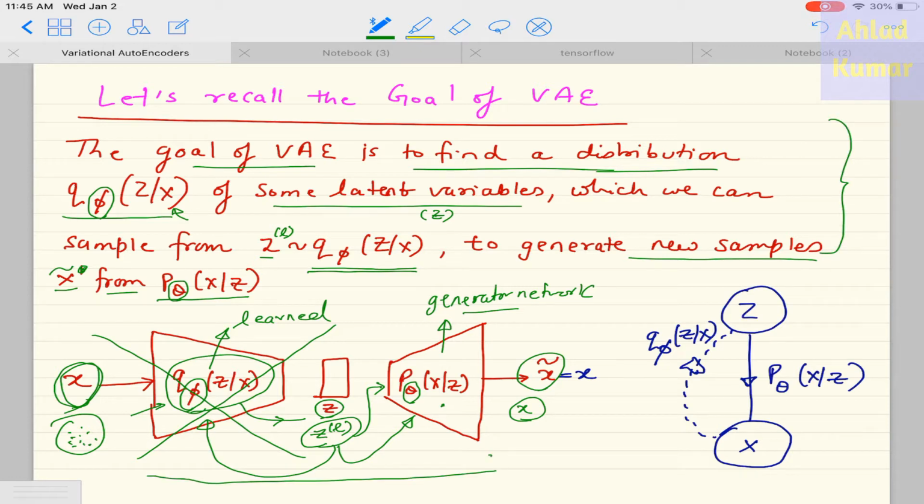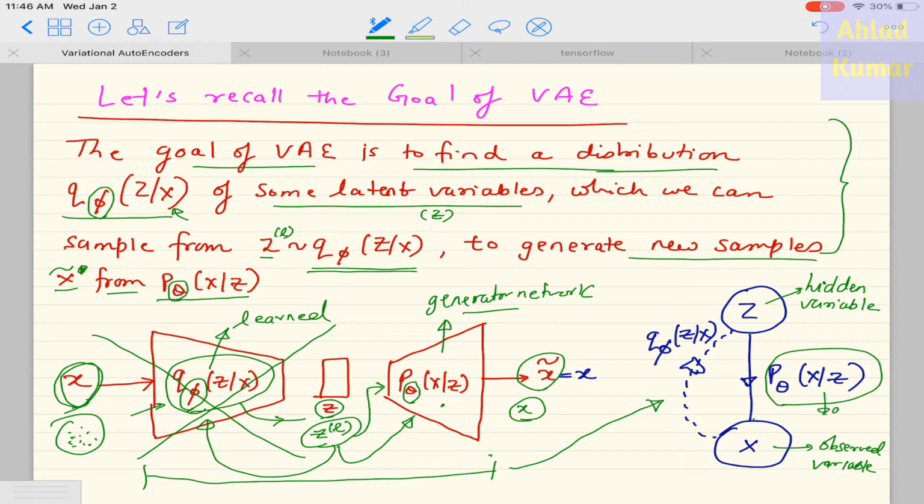In terms of a graphical model, we can represent the same block in this representation. Here z is the hidden variable and x is the observed variable. If the edge is moving from z to x, it is represented by p_theta(x|z). So this is a generator network which represents this block. And if it is the other way around, that is if x is given and z has to be produced, then it is done through q_phi(z|x). This is represented by this network, and theta and phi are the learnable parameters that are learned through backpropagation. So this is the basic concept of variational autoencoders.